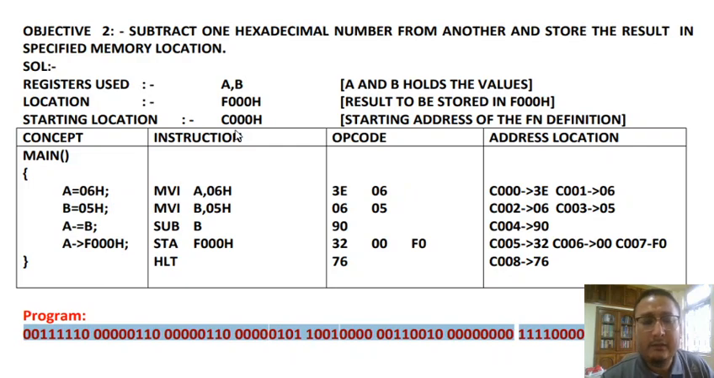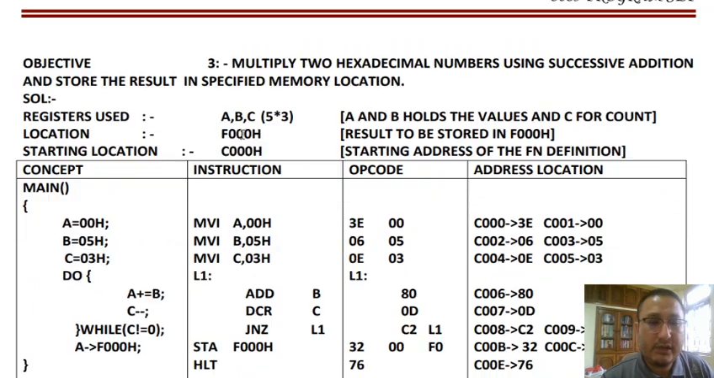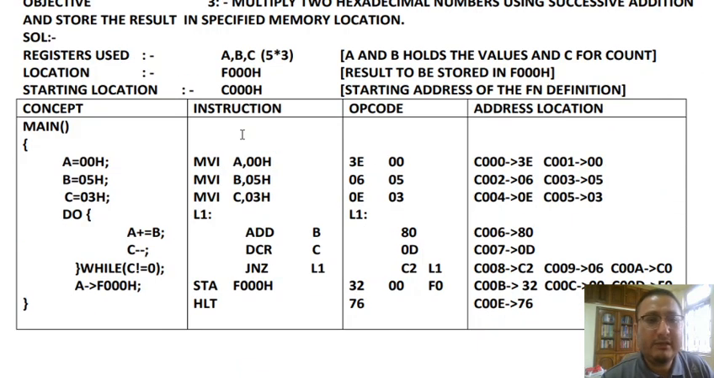Now, let us move on to the third program, or third example. What I need to do is multiply two numbers, and store the result in a specified address location.